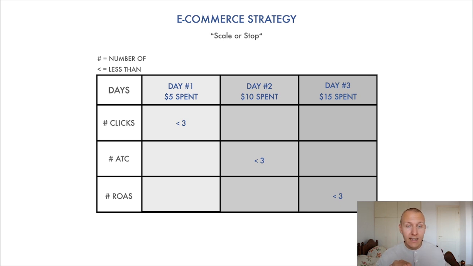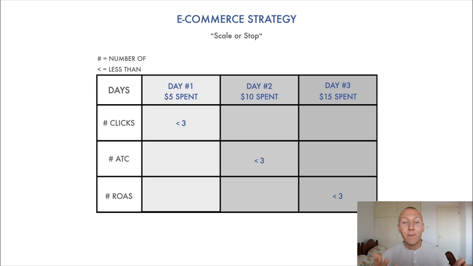And that is, after $10 spent, you need to have at least 3 add to carts. That means if someone has clicked add to cart on a product, but they didn't actually check out and purchase it, well, those are known as add to carts. You're going to want to have had at least 3 people who have added a product to cart. If you have less than 3 add to carts after $10 spent, we turn off the ad set.